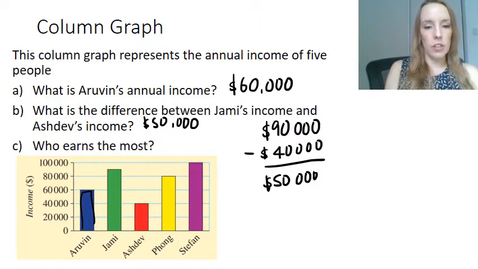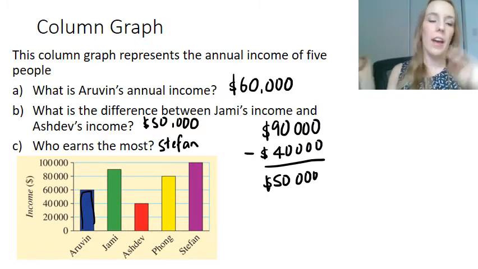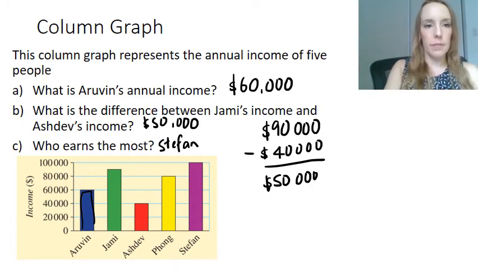And who earns the most? Well, we can easily look there. That's Stefan. Lucky Stefan. He's earning $100,000 a year. There. So we can easily interpret data when it's presented in a nice clear graph.